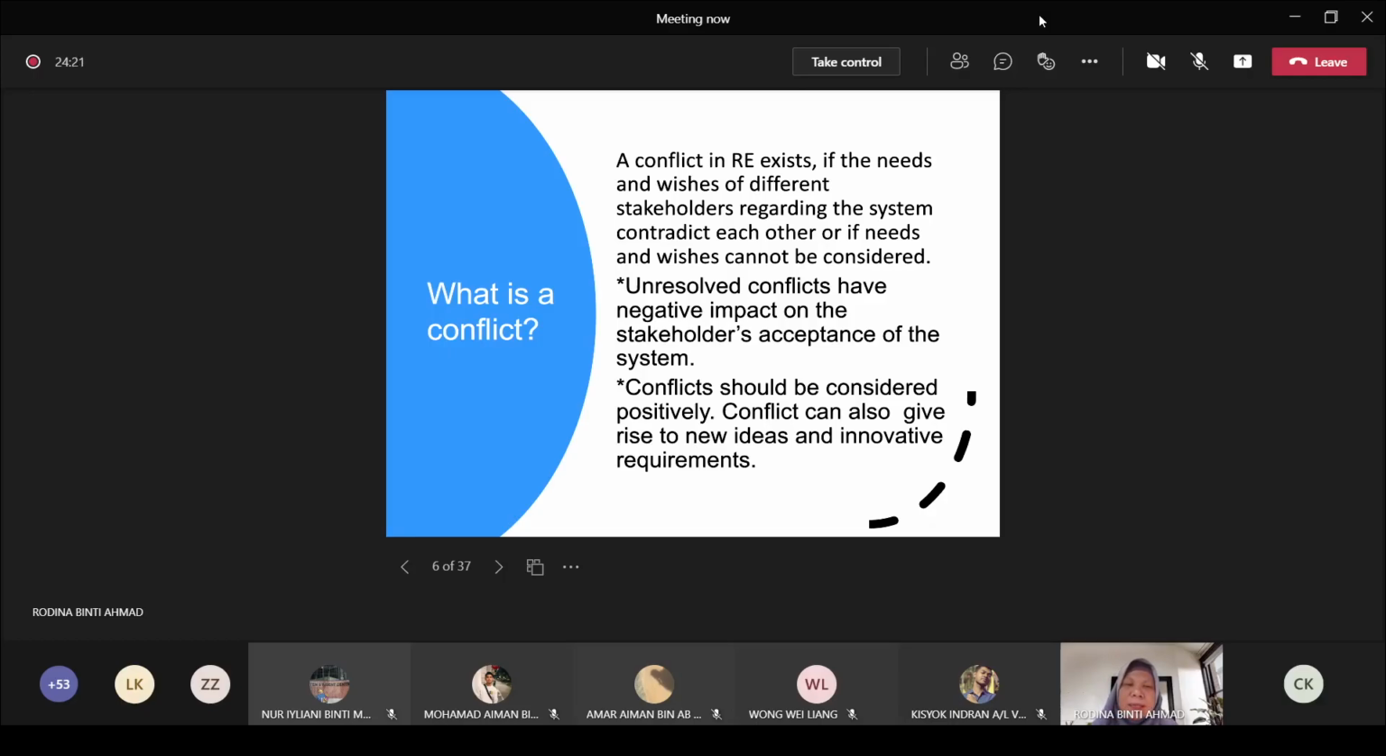If we want to look at the positive side of conflict, there is some benefit, of course. Conflict can be considered positive because due to the conflict, we discuss more, we get more ideas, we get more clarification, and this can give rise to new ideas and innovative requirements. New things that we have not thought of before, due to the discussion that we have. So that can also be positive.